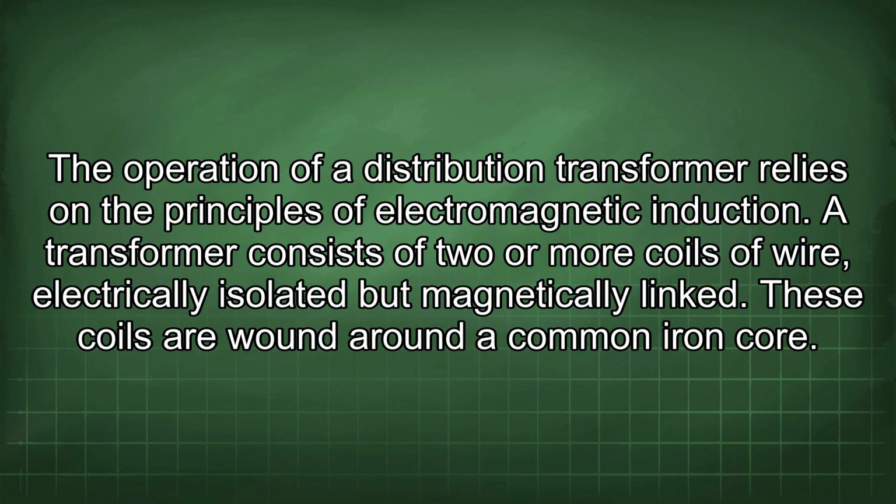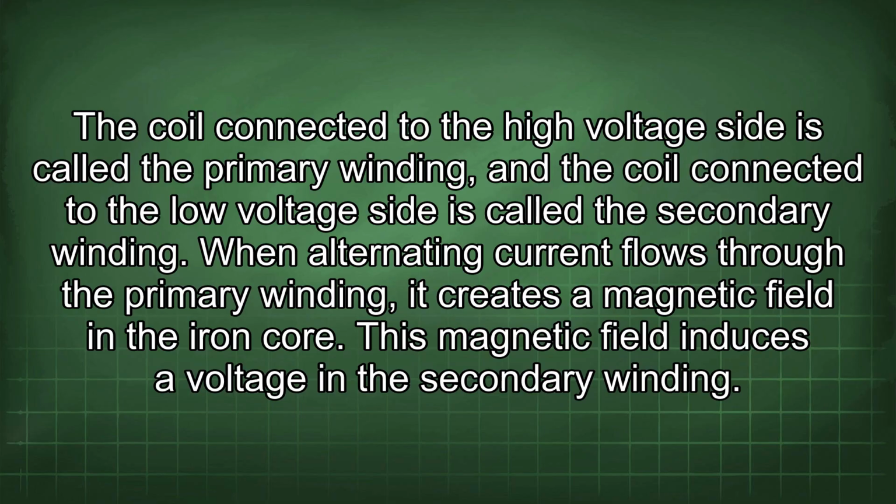The operation of a distribution transformer relies on the principles of electromagnetic induction. A transformer consists of two or more coils of wire, electrically isolated but magnetically linked. These coils are wound around a common iron core. The coil connected to the high voltage side is called the primary winding, and the coil connected to the low voltage side is called the secondary winding.